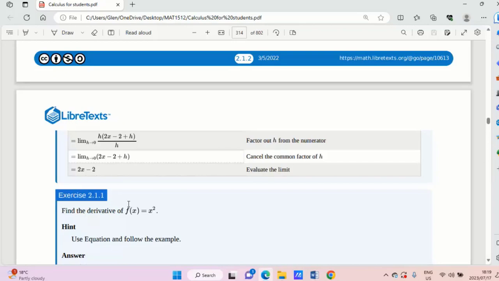Oh, sir, you are doing f of x is equal to x squared. Before we get to this one, you and I need to agree on the previous one first. Oh, okay. The previous one, the answer is 2x minus 2. I agree.